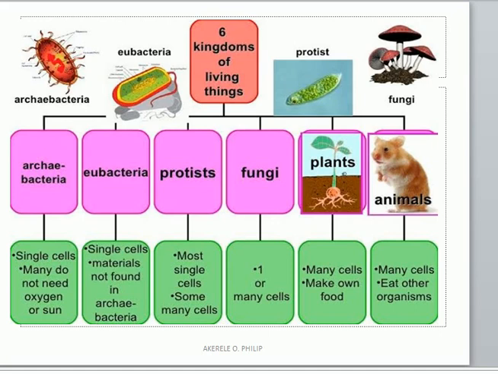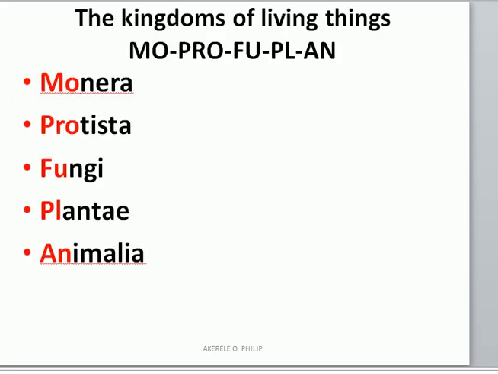All right, so now looking at these 5 kingdoms, what I did was that over time, I was able to bring up an acronym, "MOPROFUPLAN", which is MO for Monera, PRO for Protista, FU for Fungi, PL for Plantae, and AN for Animalia. So pronouncing it together as a word, that is MOPROFUPLAN.